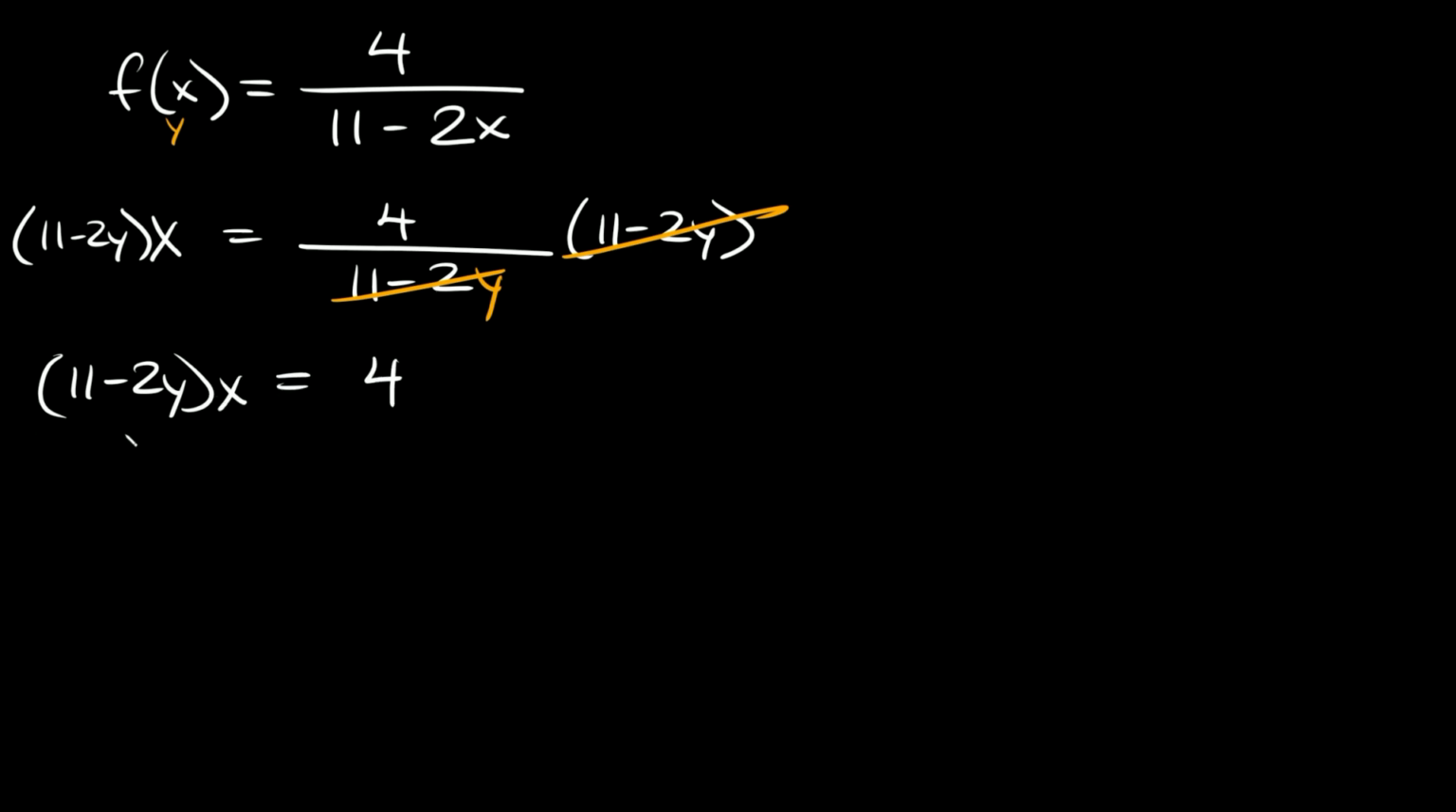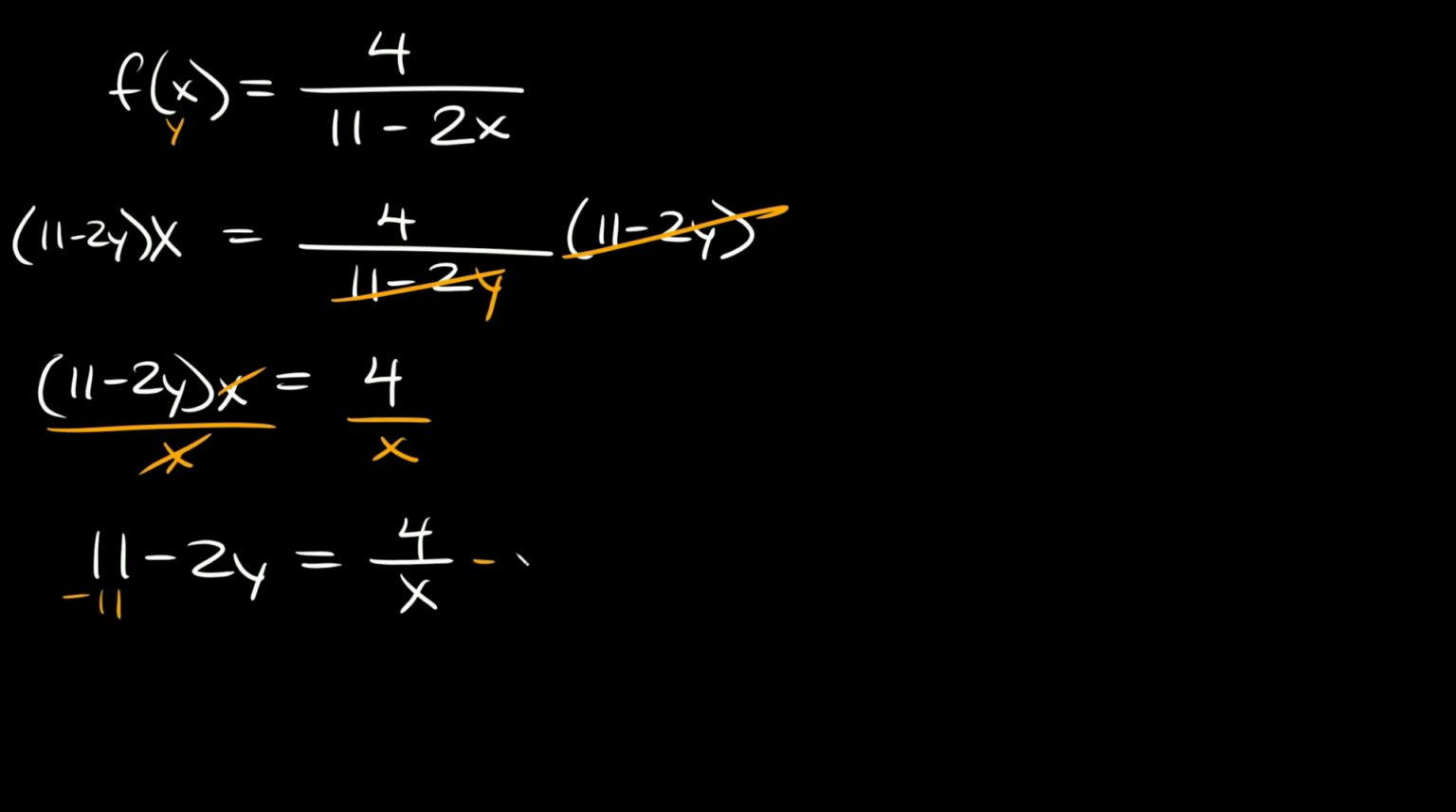Now we can get rid of this x by dividing both sides by x. Those cancel out. So we're left with 11 minus 2y is equal to 4 over x. Okay. The next thing we can do is get rid of this 11 by subtracting both sides by 11. Those cancel out. So we get negative 2y is equal to 4 over x minus 11.